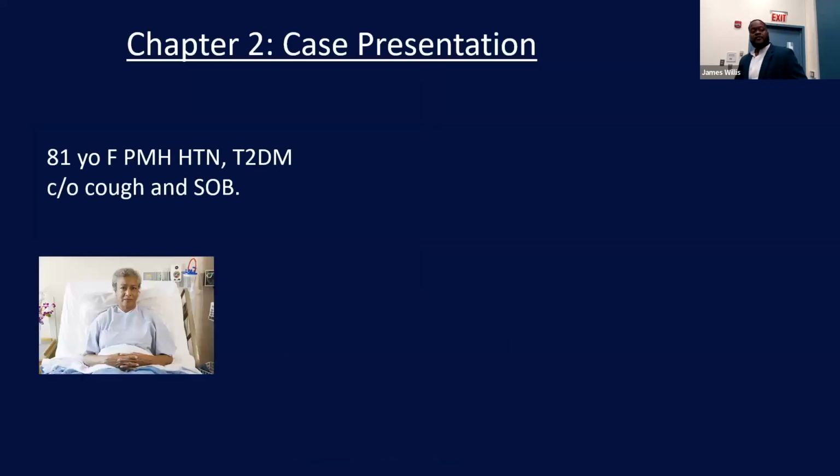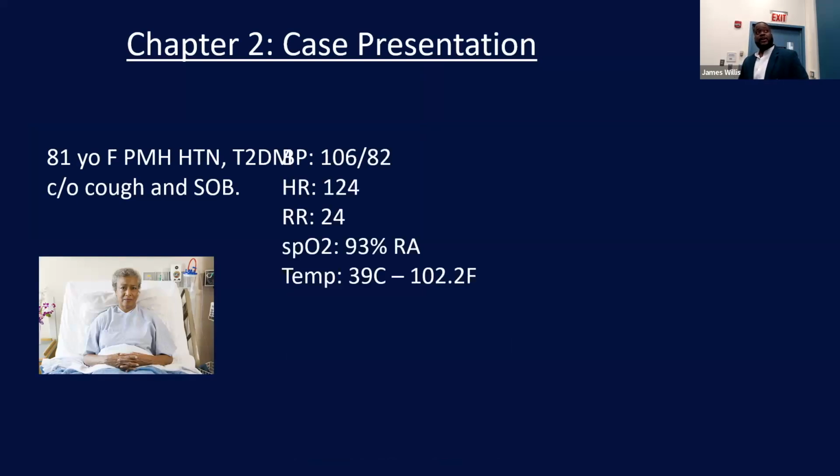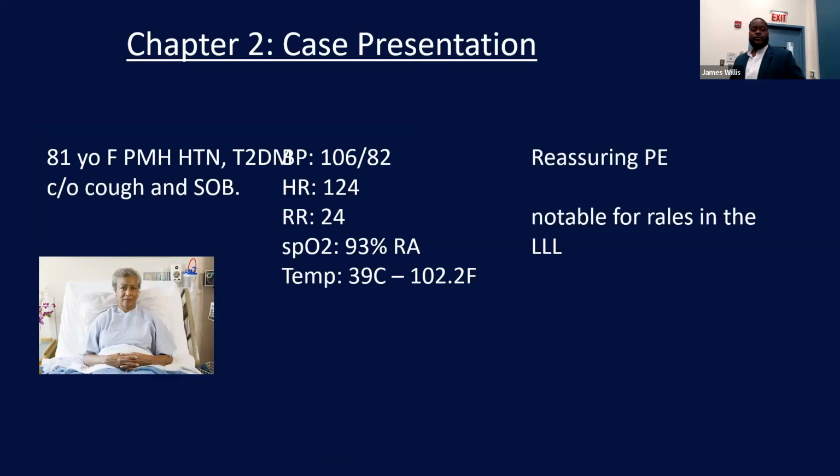So chapter 2, case presentation. We have an 81-year-old female, past medical history of hypertension, type 2 diabetes that complains of cough and shortness of breath. We get some vitals on our patient, and we see that she's tachycardic, she's tachypneic, she's sat in 93% on room air, and she's febrile. We do a physical examination. Pretty much we have a reassuring physical examination. However, it's notable for rales in the left lower lobe.